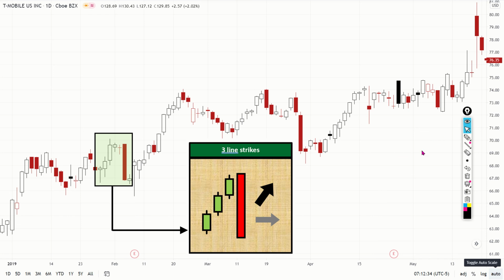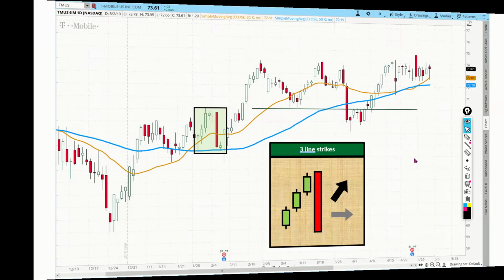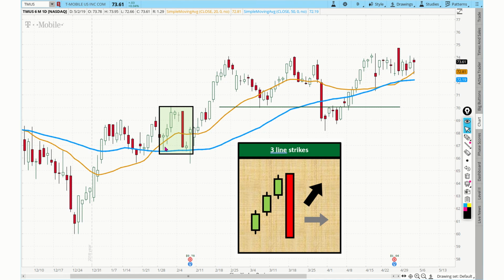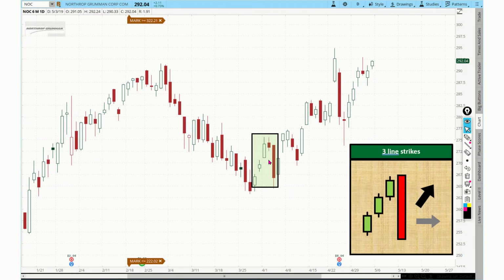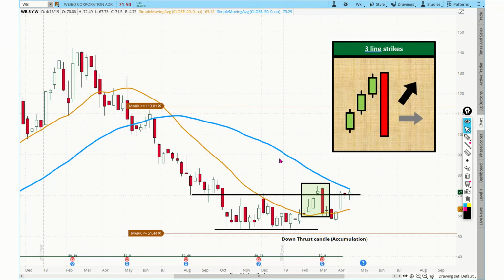Three line strikes, again, three line strikes here. Also, again, three line strikes. You can see that there's this pattern right here. We always call it rounding bottom, and this is where a lot of people think that it's breaking out, and this is like a final shakeout, right? Before it starts to go up further.